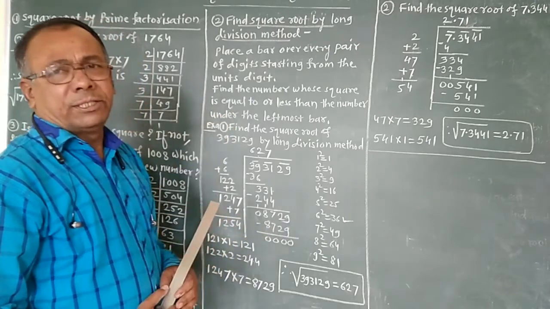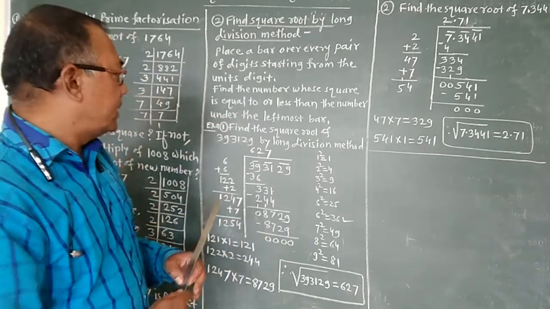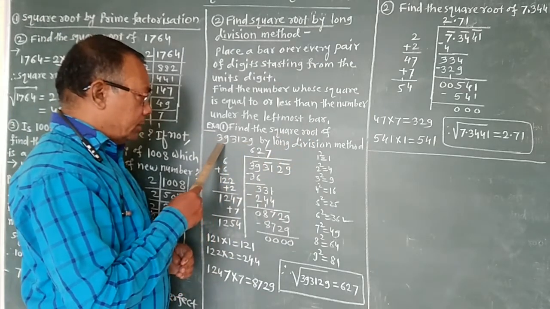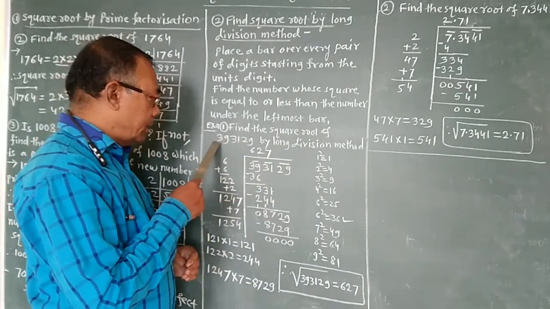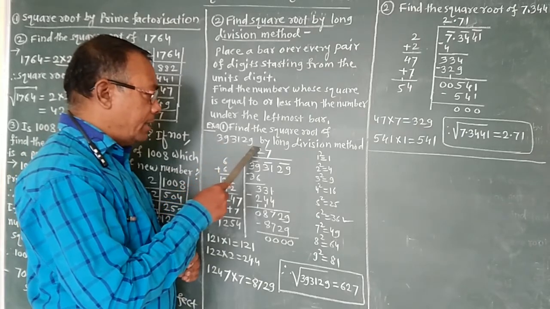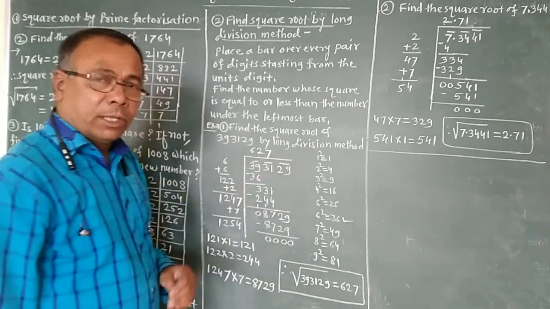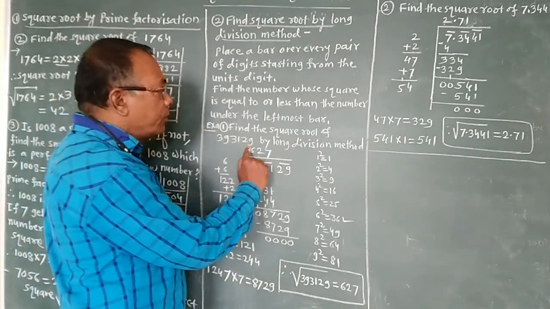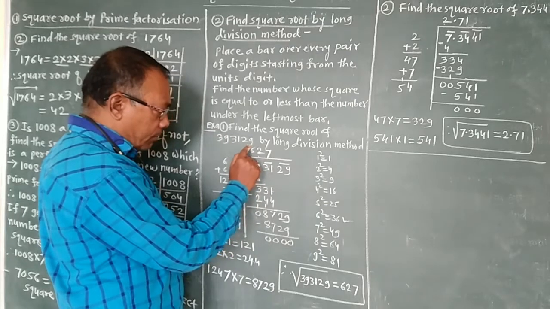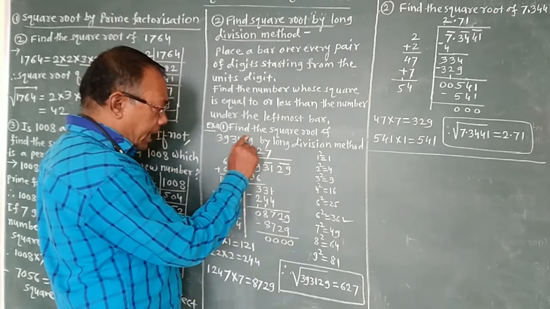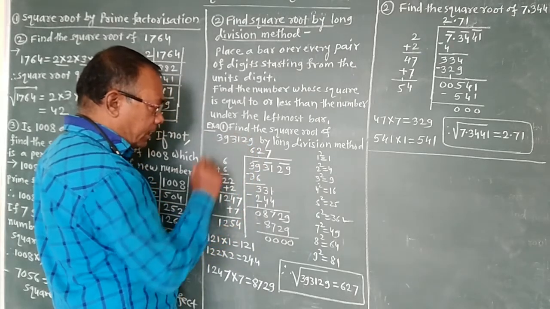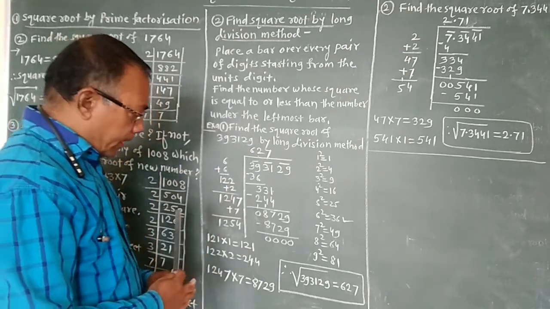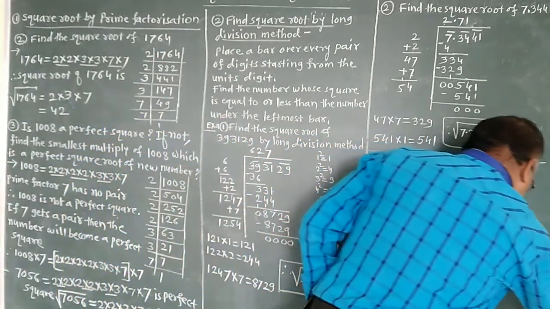Now we will see one example: find the square root of 393129 by the long division method. In this number, 9 is the unit place digit, and we have to pair from there: the first pair is 29, then 31, and the last pair is 39.